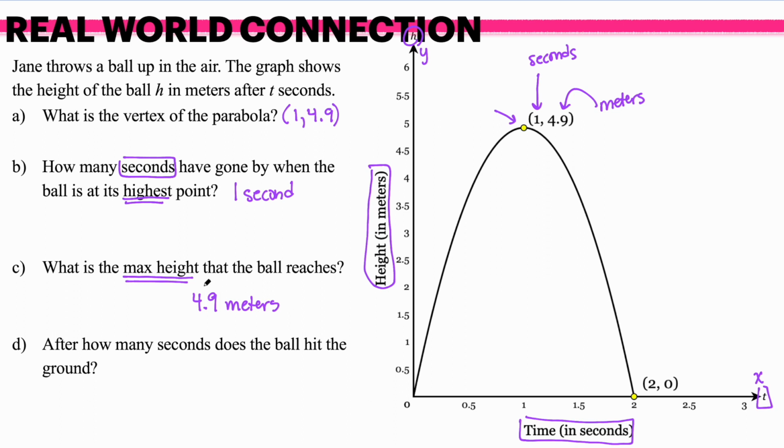And last, how many seconds until the ball hits the ground? When you're thinking of hitting the ground, that means you're not in the air at all. You're literally at 0 meters. You're at the ground. So you're looking for when the height is 0. You're now looking for that point. The second value we know is in meters, and the first value we know is in seconds. So in order to find out how many seconds, we're looking for this coordinate point, which is 2 seconds.